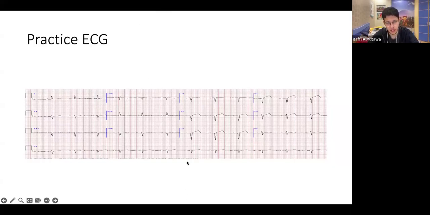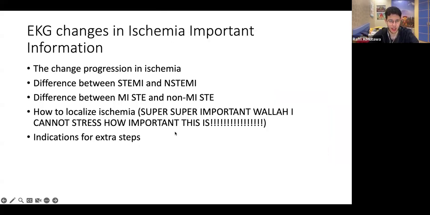Okay, so this is an MI. Good. Is it a STEMI? And with STEMI, what vessel is involved? Someone said a vessel, which is correct. So lat MI. So this would be an anterior STEMI. How? V2, V3, V4. But we will cover this inshallah, right now.